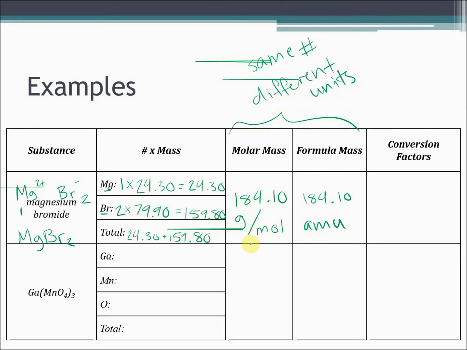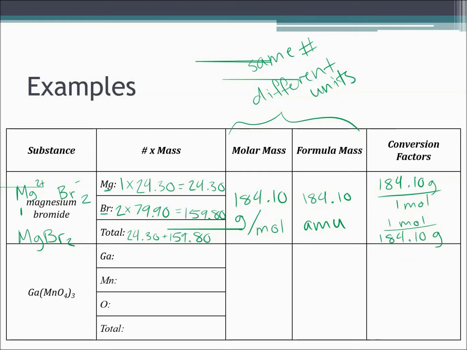Remember, conversion factors are just fractions, where the top of the fraction and the bottom of the fraction mean the same thing. So we could write this as 184.10 grams over 1 mole, or we could write this as 1 mole over 184.10 grams. Usually it's the molar mass that we use as a conversion factor, and either of these would work in a mole conversion problem. So let's start getting that back in our brains because it's about to come up.